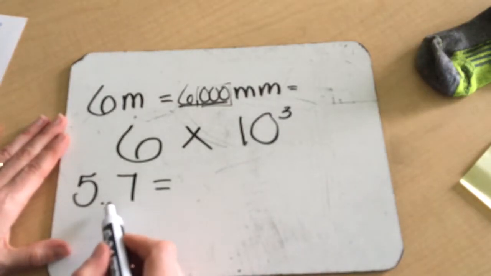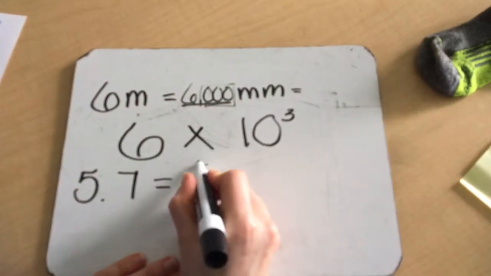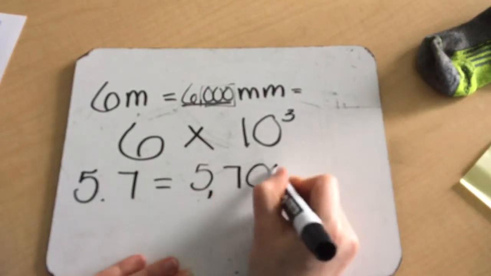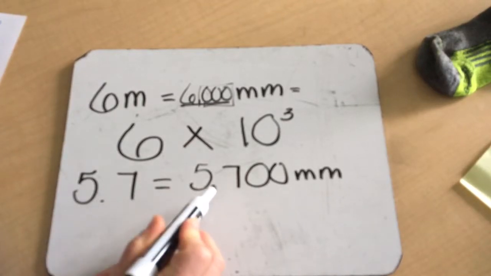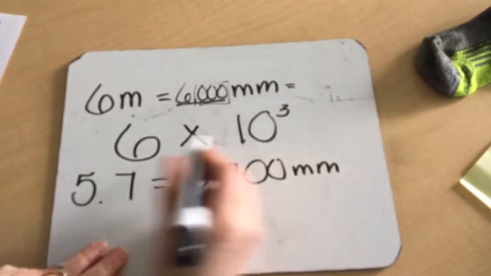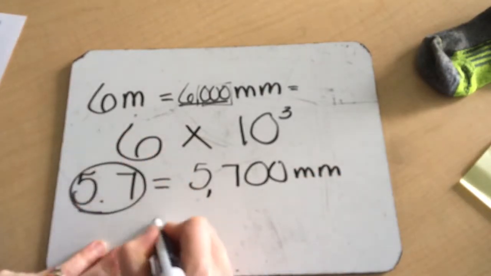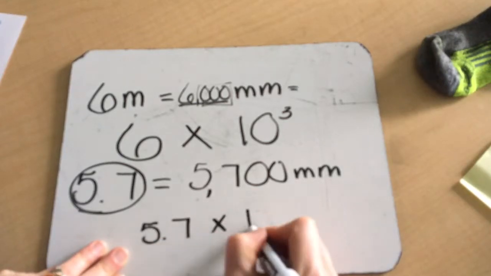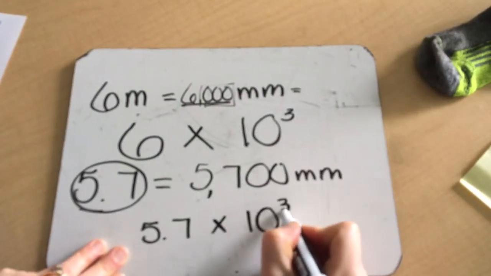Go ahead and pause and see if you can figure out how many times you shift and what my new number would be. Hopefully, you said that the new number should be 5,700 millimeters because I shifted 3 times. If I were to write it out exponentially into an equation, it would be what I started with, 5.7 times 10. And since we're dealing with 1,000, that's to the third power.